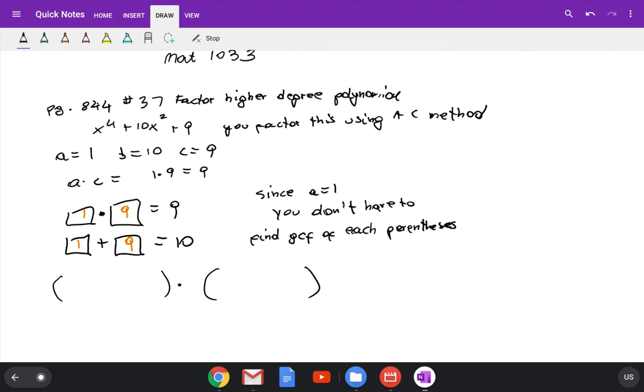Originally you had x to the power of 4, so you have to split that in half. So you're going to have x squared in each. Or you can always remember what you put in the parentheses from what you see in the middle. In the middle you see x to a second power, so you're putting x squared here and x squared here, okay? And then we have plus the first integer, which is 1, times x squared plus the second integer, which is 9. And that's it. We just had to factor a higher degree polynomial.